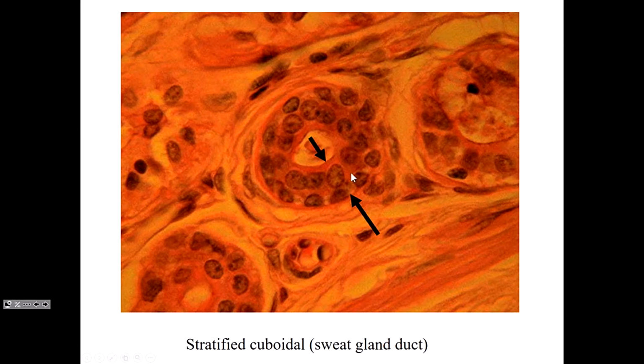Okay, there's two layers of cells here. Here's the basement membrane, one layer of cells, because we're looking at the nuclei, a second layer of cells. So it only takes two layers of cells to make it stratified. Two's the minimum. And the uppermost layer of cells, furthest away from the basement membrane, is cuboidal. Okay?